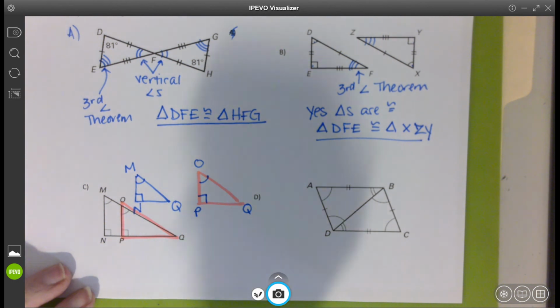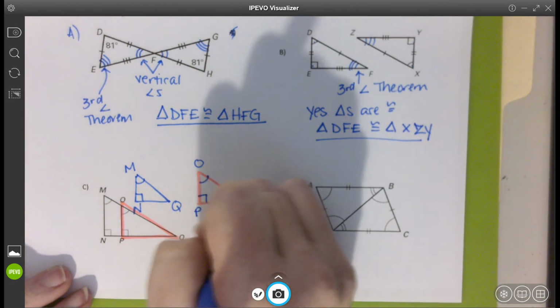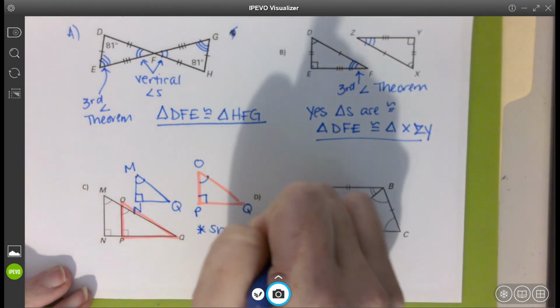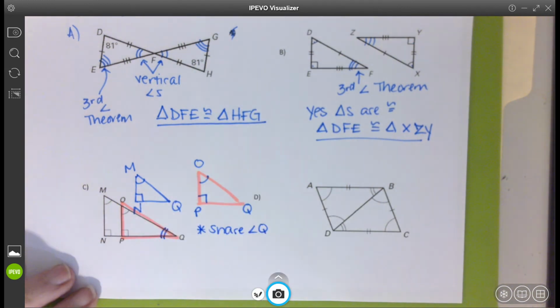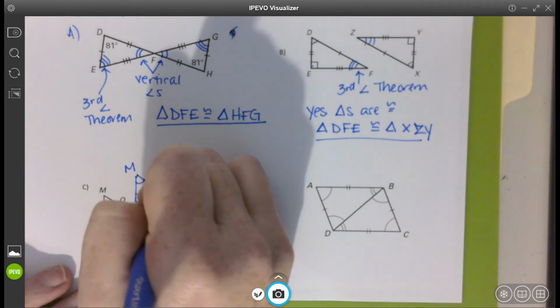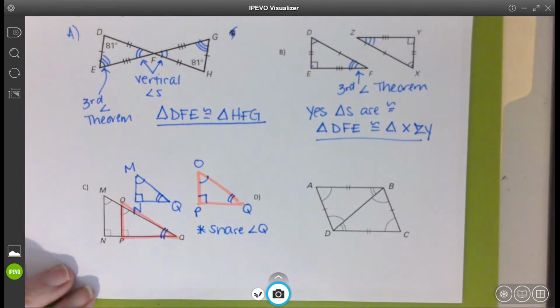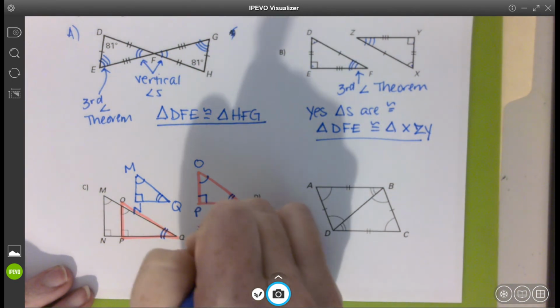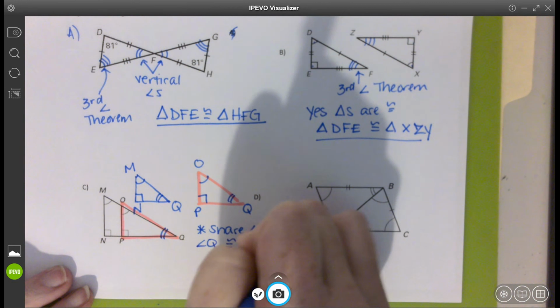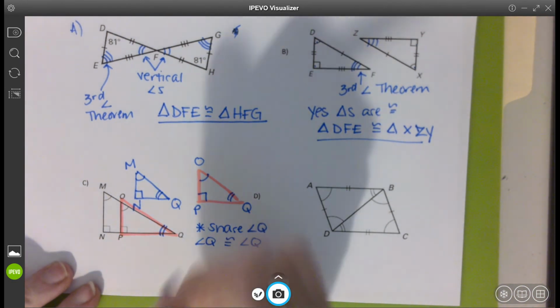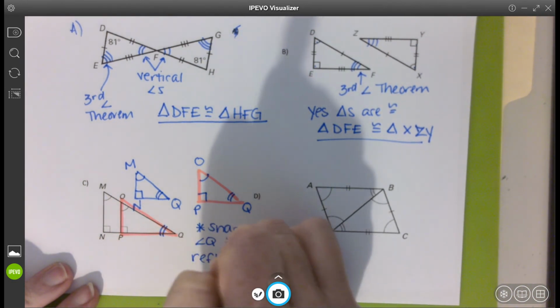Is there anything I can mark off with these two triangles? And the answer is yes. They share angle Q. Since they share angle Q, they have to be the same measure. So they both will get those curve markings. And if they share it, that means angle Q is congruent to angle Q. The property for that is our reflexive property.